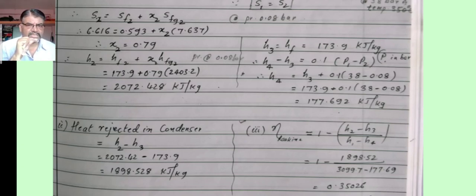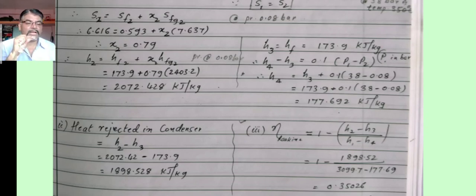Now H3 is nothing but HF3. From the steam table we get it, that is 173.9 kilojoules per kg at point 3. Therefore we can write the formula for WP, which is H4 minus H3, equal to the standard formula 0.1 into the whole bracket P1 minus P2. By putting the values of H3, P1 and P2, we can calculate H4. So we get H4 as 177.692, which is always measured in kilojoules per kg because these are enthalpies.